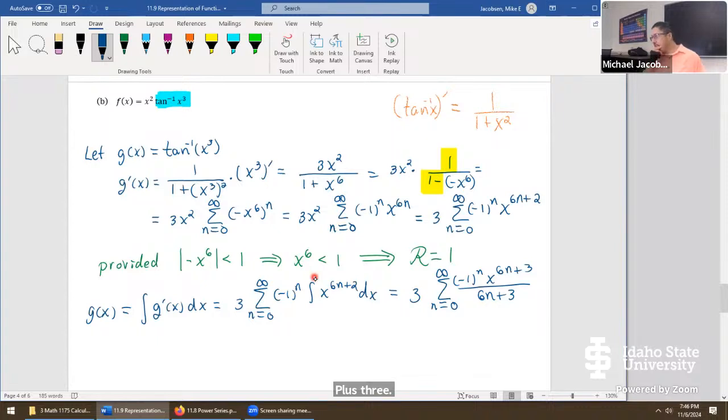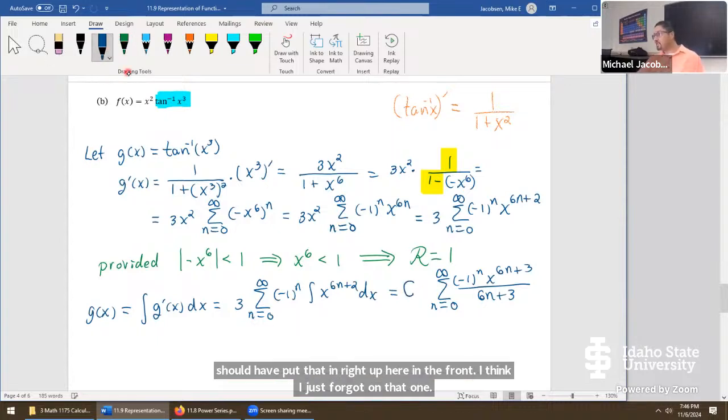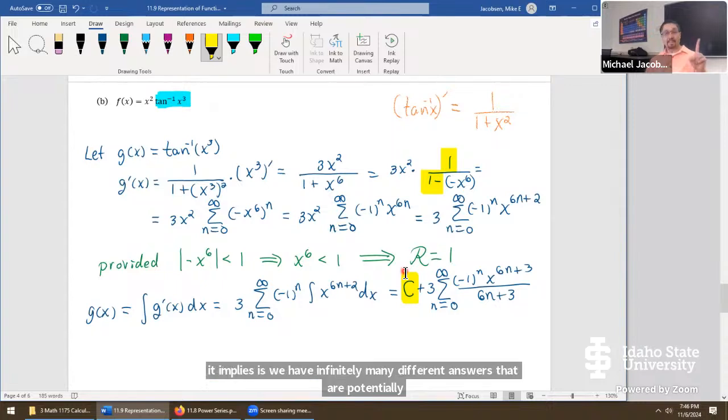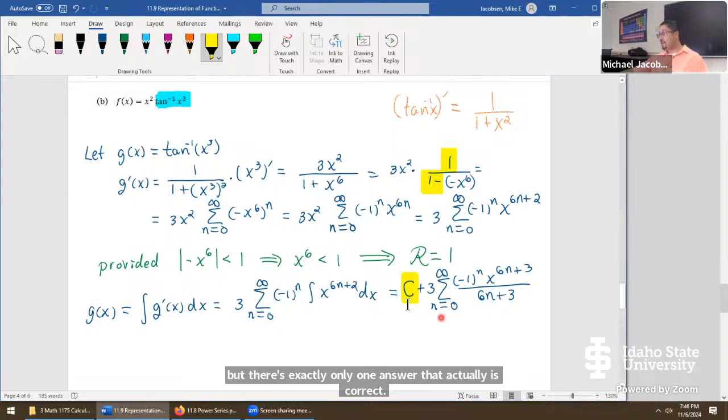Oh, good call on that one. I should have put that in right up here in the front. I think I just forgot on that one. So it should have been the constant c, like you said, plus 3 times that. Thanks for spotting that one. Highlighting there just to show that omission. Now, that's important because what it implies is we have infinitely many different answers that are potentially correct, but exactly only one answer that actually is correct. We're going to solve for it and just see what we get.